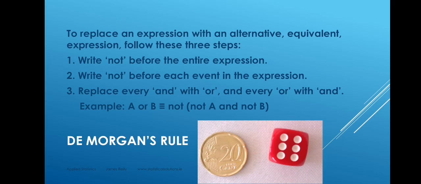We have applied the rules by putting a not in front of the expression on the right hand side, by putting a not in front of each event in the expression, and replacing the word or with the word and. If you like to think of it this way, on the left of the equivalent sign we have A or B, which means either A or B. On the right of the equivalence symbol we have not A and not B, which is another way of saying not neither.